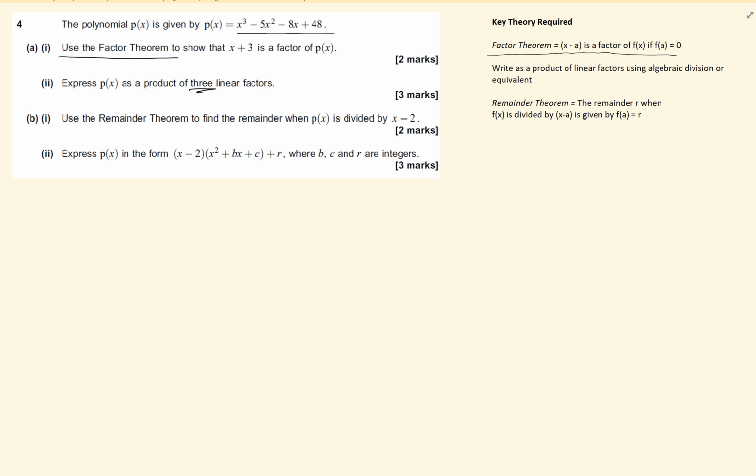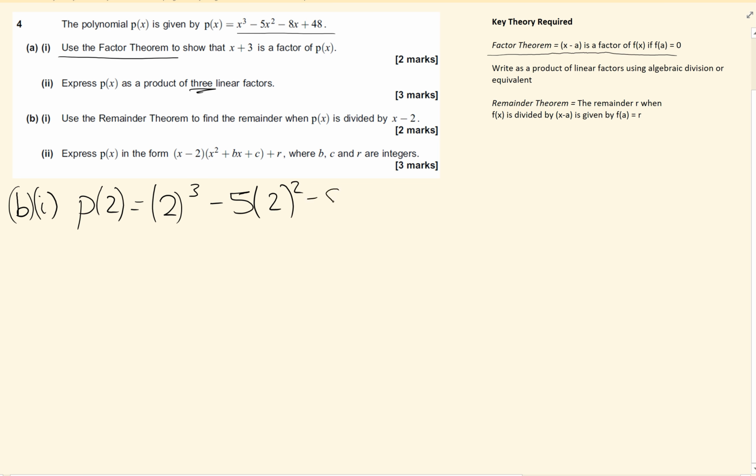Okay, continuing then into part B, it says use the remainder theorem. Now the remainder theorem is very, very similar to the factor theorem in that we are going to substitute. This time we are going to be doing p of 2. Now the difference this time is that we're not expecting it to equal 0. We're expecting a remainder. But again, I'm just going to take my time writing it out, ensuring I don't make any silly mistakes, because this should be absolute guaranteed marks when these come up.